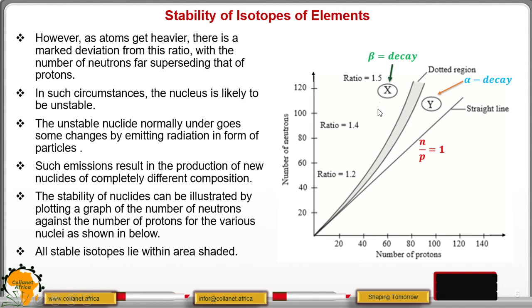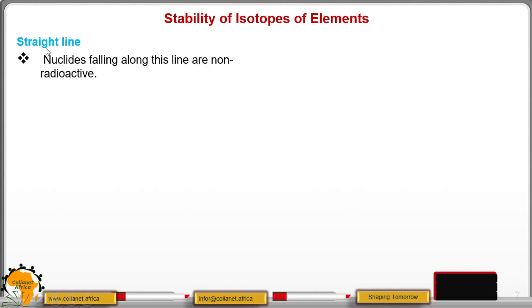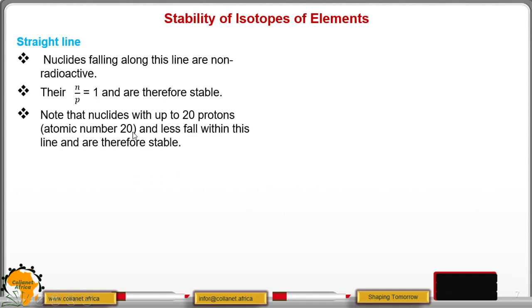So let us look at what the graph contains. You have seen where we have X and where we have Y in our graph. So we have a straight line. All the nuclides falling along this line are non-radioactive. In other words, their ratio is 1. That is, neutron to proton is equal to 1, and therefore they are stable. Note that these nuclides are the first 20 elements. They are lighter, nuclides up to 20 protons, and therefore they fall within this line and they are stable.